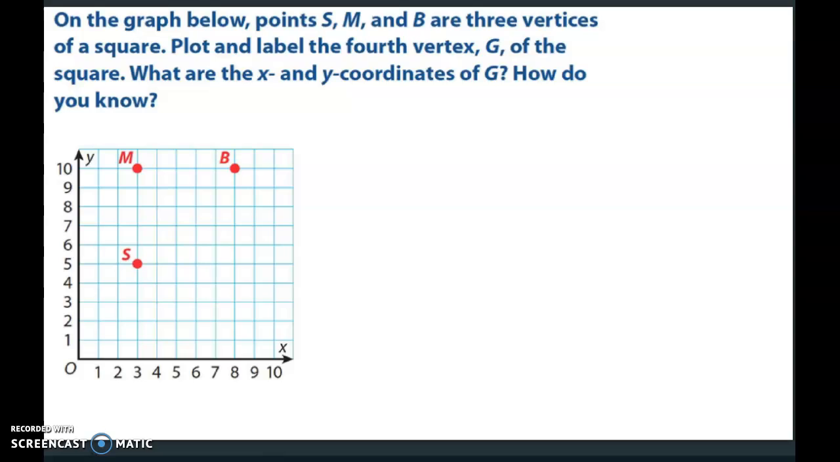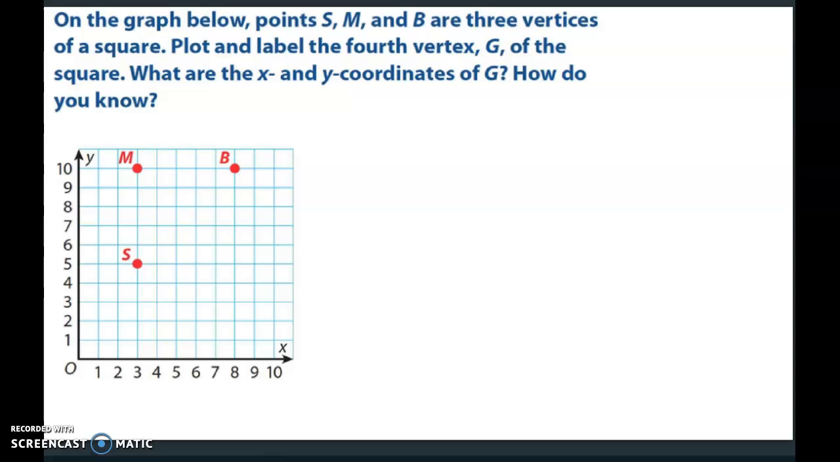It says, on the graph below, points S, M, and B are three vertices of a square. So they're three parts of a square, the corners, and remember, another word for vertex is corner. Plot and label the fourth vertex, G, of the square. And then, what are the X and Y coordinates of G? How do you know? So let's take a look here.